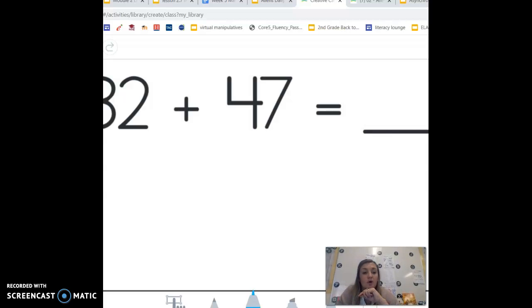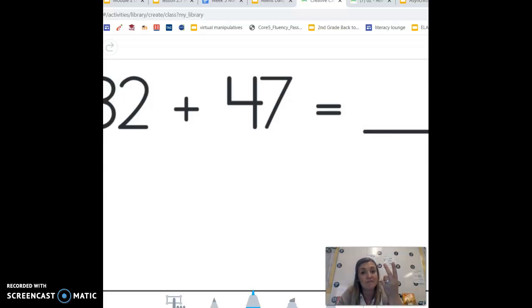Okay, let's do one more. I have 32 plus 47. I want you to notice that the smaller number comes first. But remember, because of turnaround facts, I can still start with the biggest number. I don't have to start with 32 and count up 47.